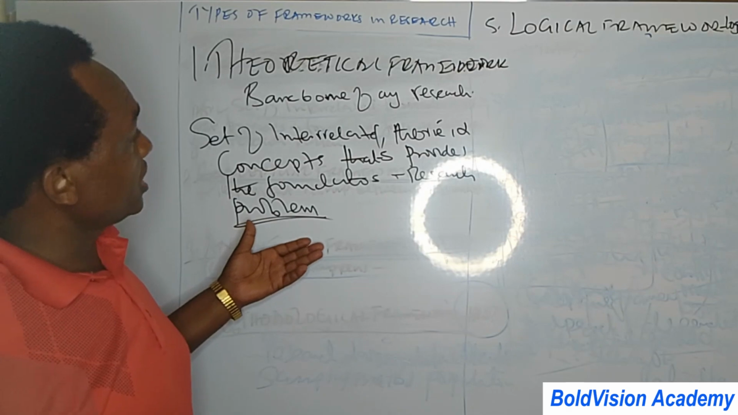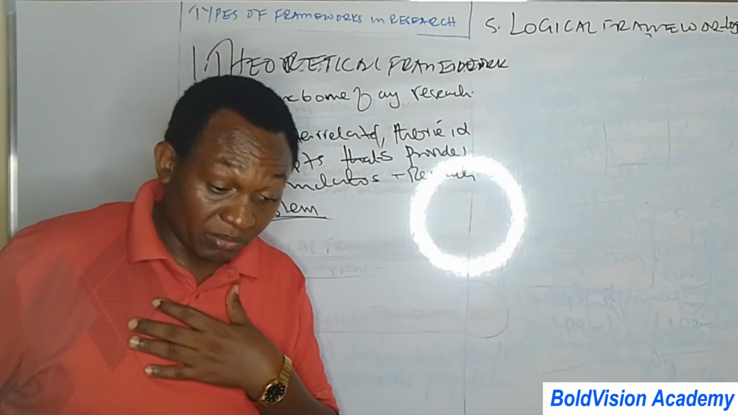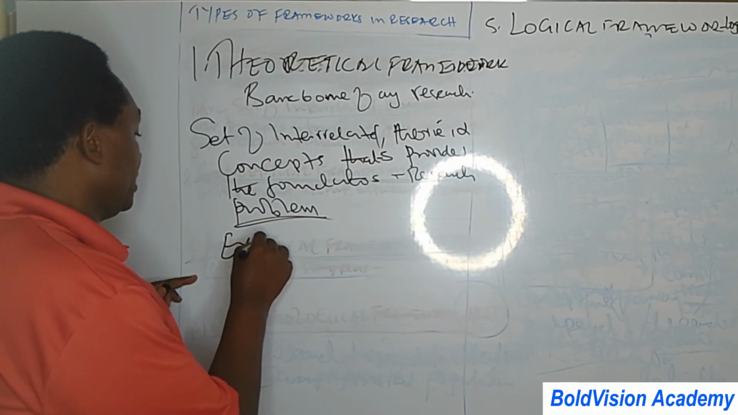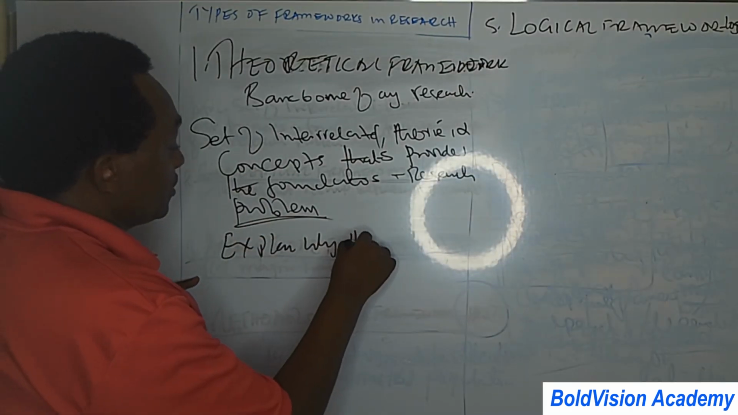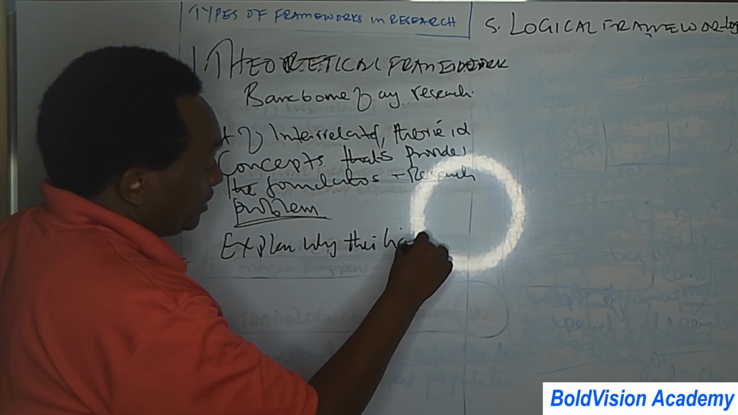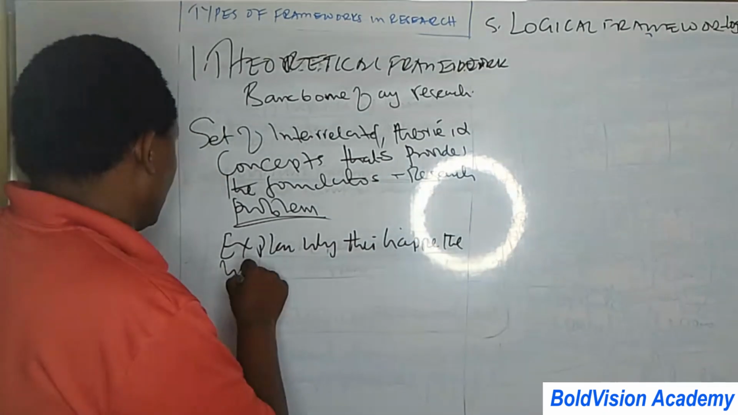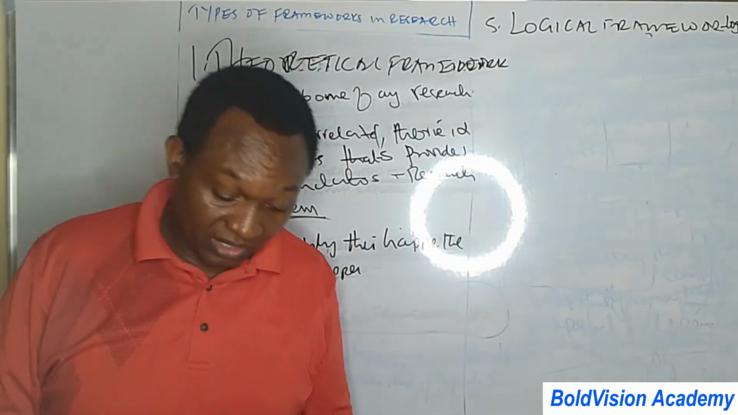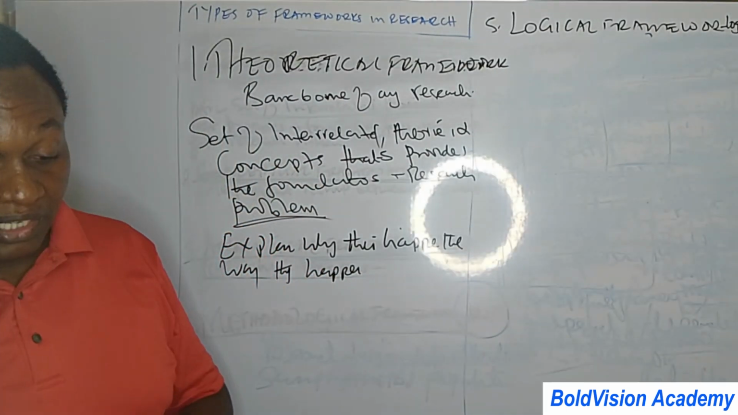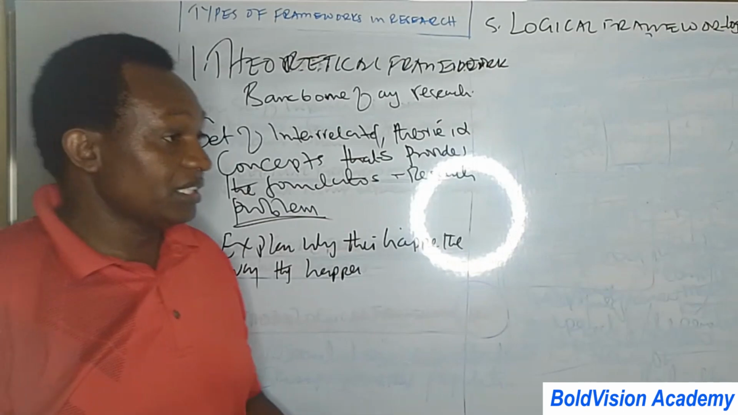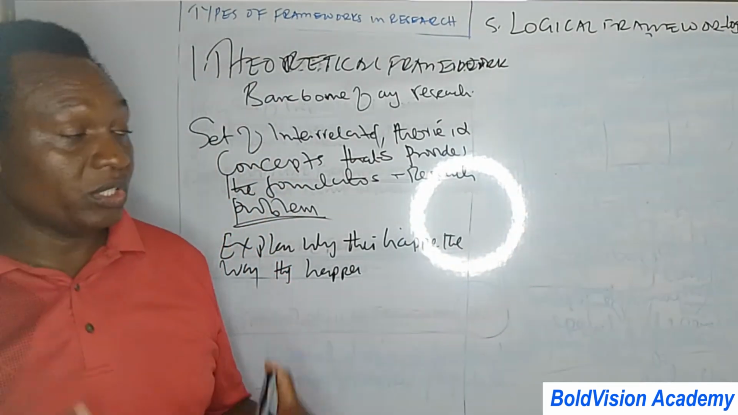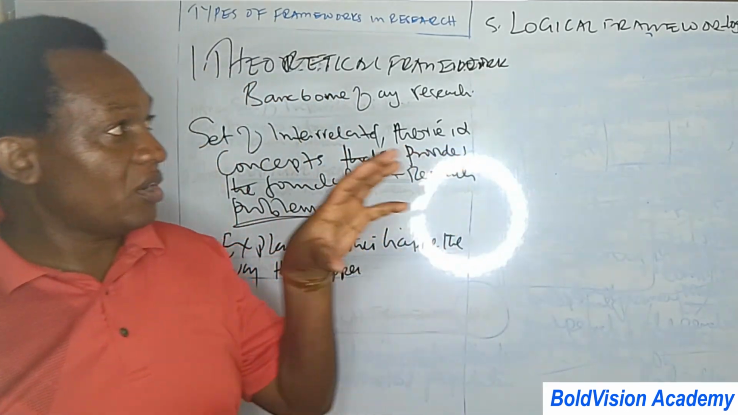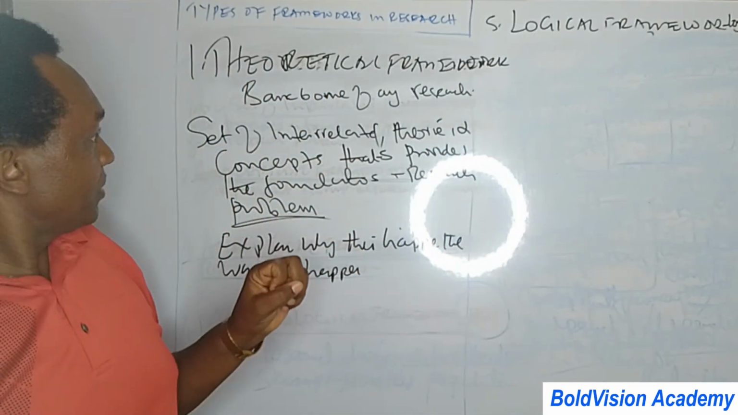And why are we interested in theoretical framework? Because it explains why things happen the way they happen. That is key. It also provides a lens through which we view your study, so it gives us a view on how we are going to look at your study and derive meaning from it.